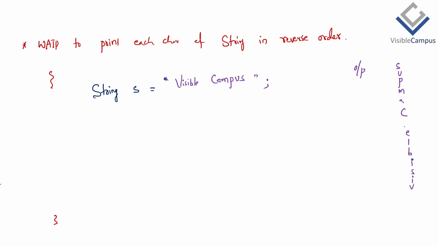Tell me the loop. For loop, because we know both the starting and the ending. So for int i equals s dot length method minus 1, where s is the string object reference. Start from the last index. Then i should be greater than or equal to 0, because that's the first index. Then i minus minus. i equals i minus minus is wrong. i equals i minus 1 is right. So we can't write i equals i minus minus.